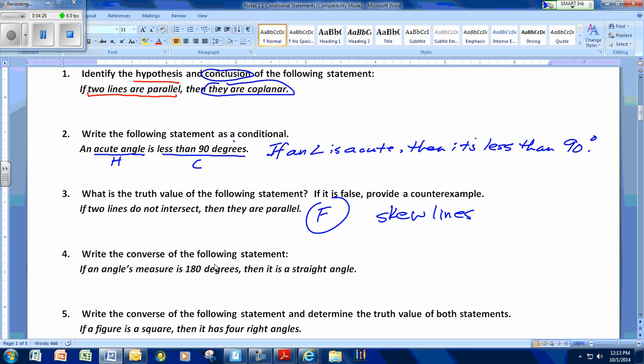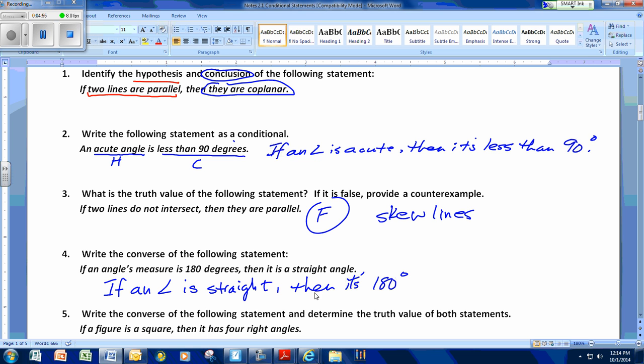Number four, we're going to write the converse of this statement. If an angle's measure is 180 degrees, then it is a straight angle. So if I flip-flop the hypothesis and conclusion, I will have the converse. If an angle is straight, then it's 180 degrees.